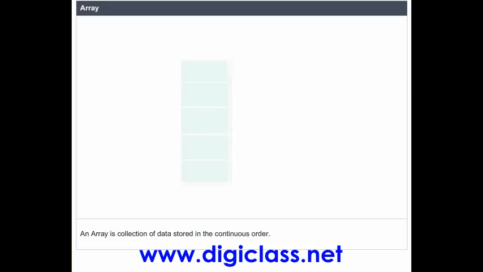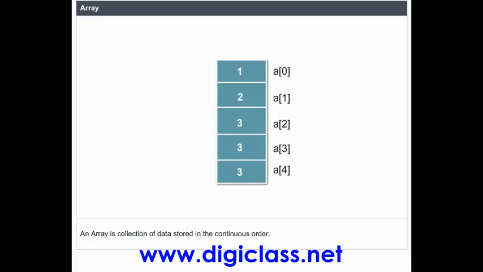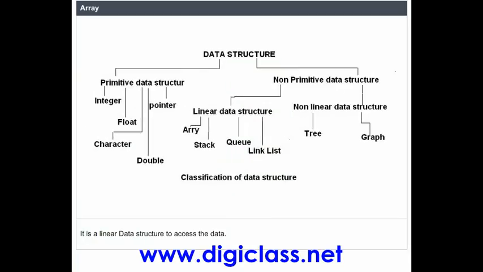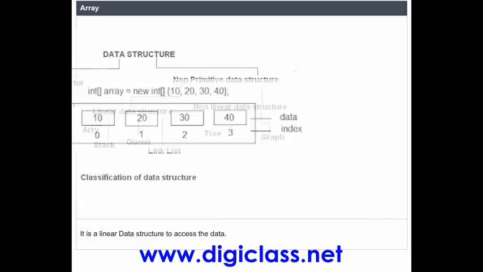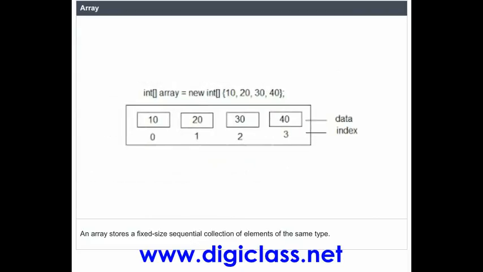Array. An array is a collection of data stored in continuous order. It is a linear data structure to access the data. An array stores a fixed-size sequential collection of elements of the same type.